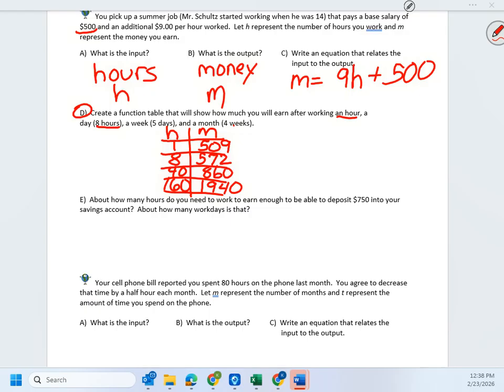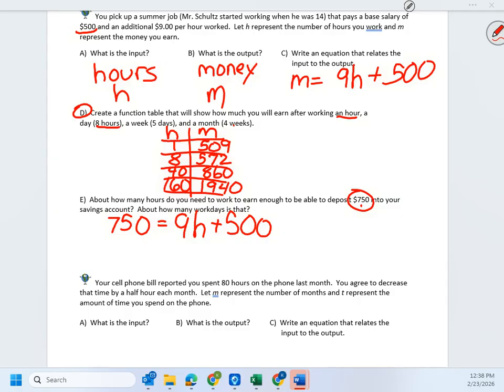About how many hours do you need to work to earn enough to be able to deposit $750 into your savings account? So now I know my money, but I want to know my hours. Remember, we fill in the variable that we know. We know 750 is our money. We have 9 times the hour plus 500, so I fill in what I know for that variable.